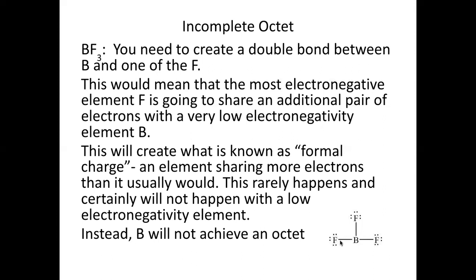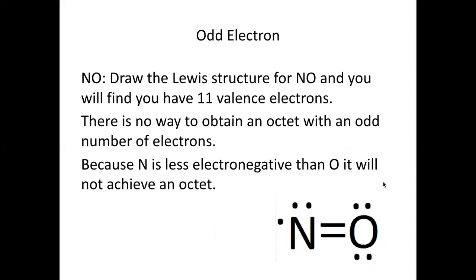So we can count that fluorine does have its appropriate number of electrons to have a noble gas configuration: 1, 2, 3, 4, 5, 6, 7, 8. Again, because each bond represents 2 electrons. But when we count 1, 2, 3, 4, 5, 6 for boron, we can see it only has 6. And because we don't want to put a formal charge on those elements, we're just going to accept that boron is going to have an incomplete octet, so it has 6 instead of 8.